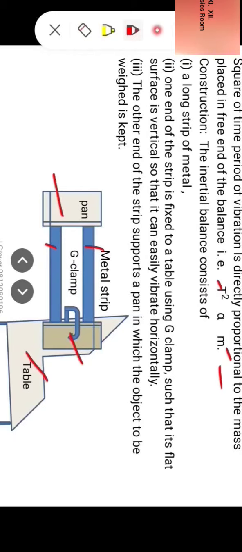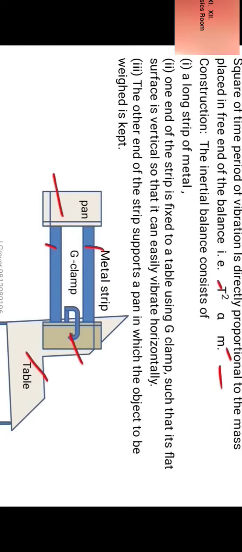So, remember these 3 points about the inertial balance. It consists of a long strip of metal. One end of the strip is fixed to a table using a G clamp such that its flat surface is vertical so that it can easily vibrate horizontally. The other end of the strip supports a pan in which the object to be weighed is kept. Look at the diagram carefully and try to remember it.